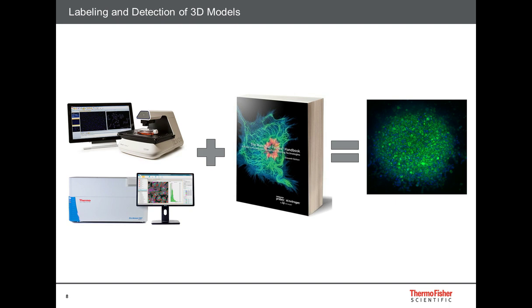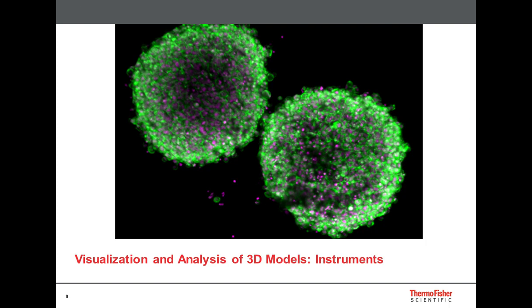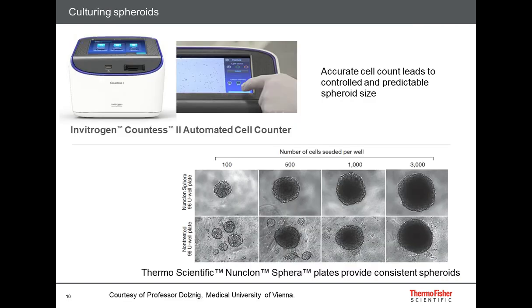So today we'll look at not just the instruments that we use to image and analyze three-dimensional cells, but also how we can use a range of different fluorescent reagents and fluorescence-based assays to label these structures to provide insight into the biology we're studying. And so first we'll look at the instruments that we can use to visualize and analyze these three-dimensional models and how we can use these in optimal experiments to characterize our 3D structures.